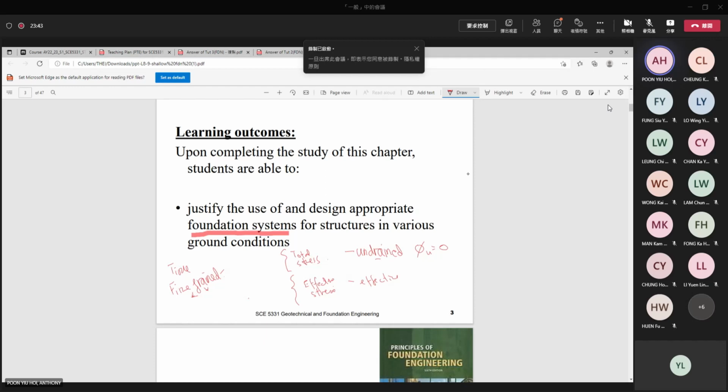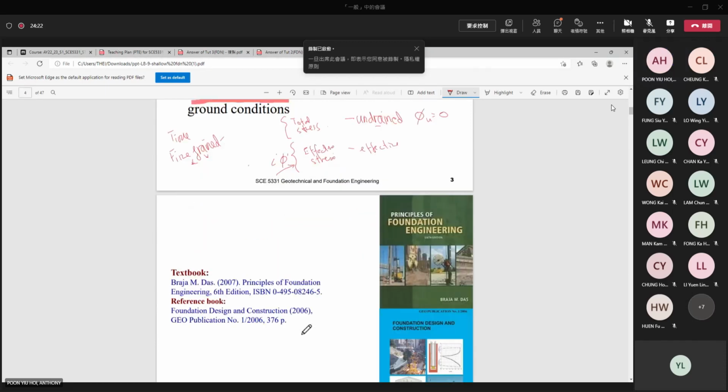So this is the idea. For coarse-grained soil, we always use the effective stress analysis. But for fine-grained soil, depending on whether it's short-term or long-term, we have to decide what type of shear strength we will use. I hope by now you have a better understanding of this concept.